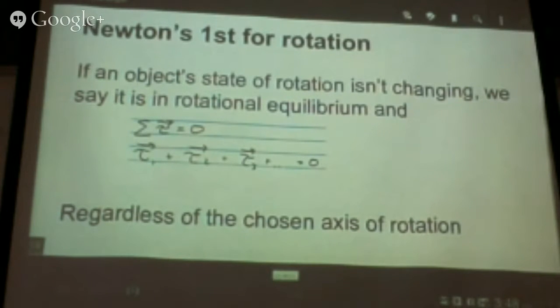So we might be in rotational equilibrium if we have no forces trying to twist this object, or maybe we have one force that causes positive 25 Newton meters of torque and another one that causes negative 25, or 25 clockwise and 25 counterclockwise. So they balance out and our thing either doesn't rotate, or if it's rotating, it keeps rotating the same speed.